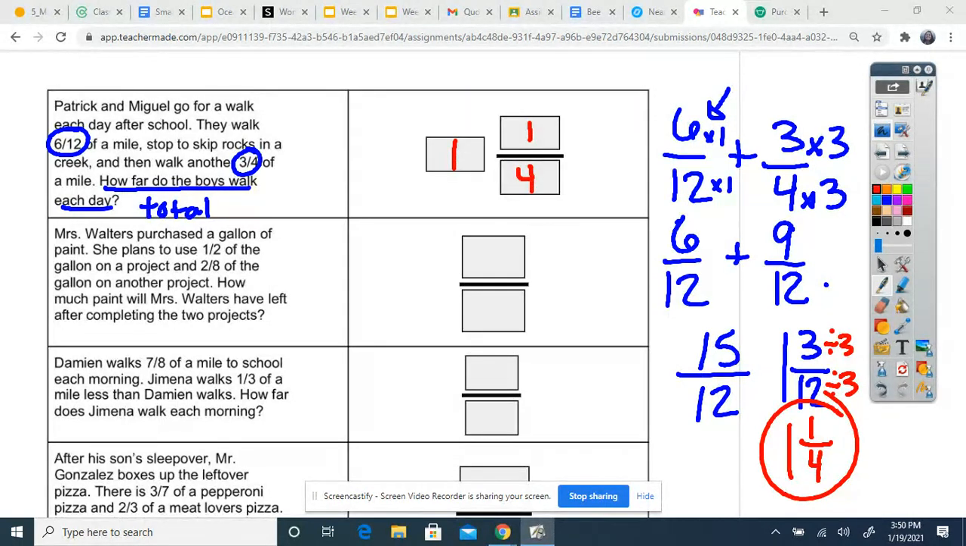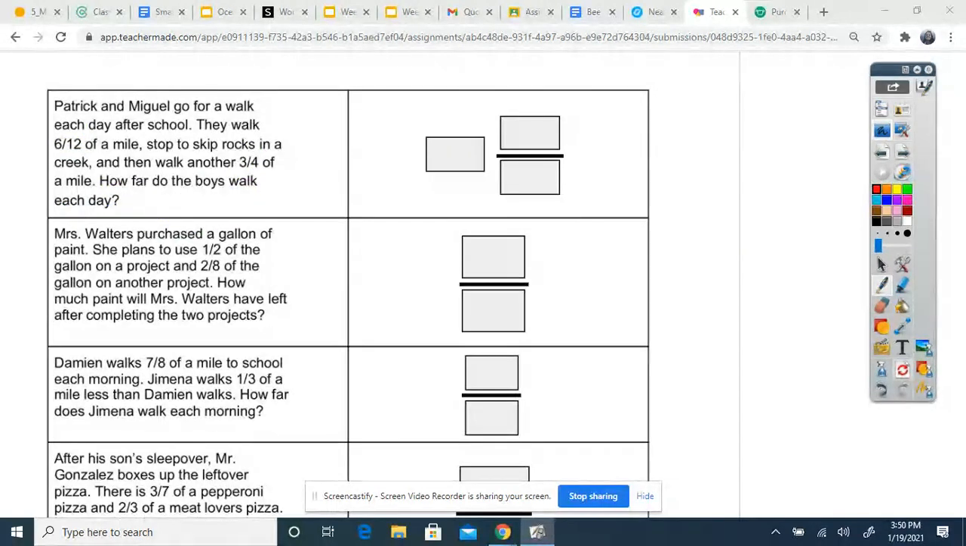So they walk 1 1/4 of a mile. They walk 1 1/4 miles every day. So that's what we found was the total. All right, we're also going to look at the second one together. We're just going to set it up. So Mrs. Walters purchased a gallon of paint. She plans to use 1/2 of the gallon on a project and 2/8 of the gallon on another project. How much paint would Mrs. Walters have left after completing the 2 projects?